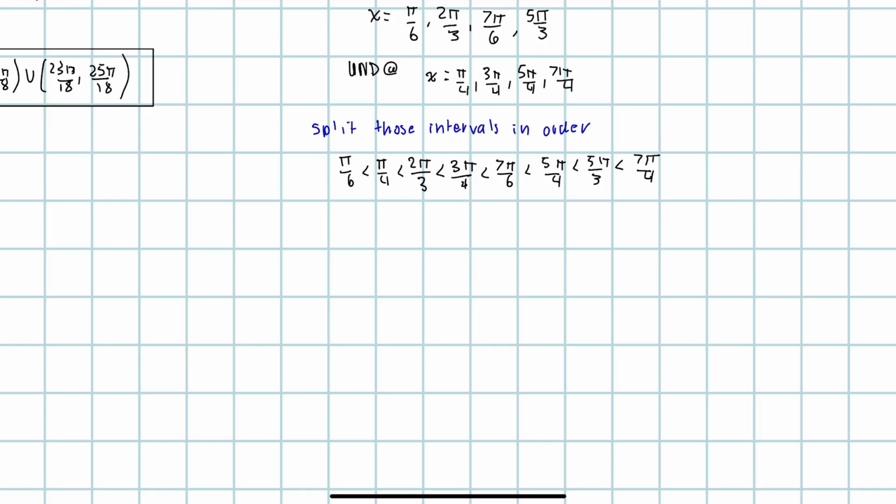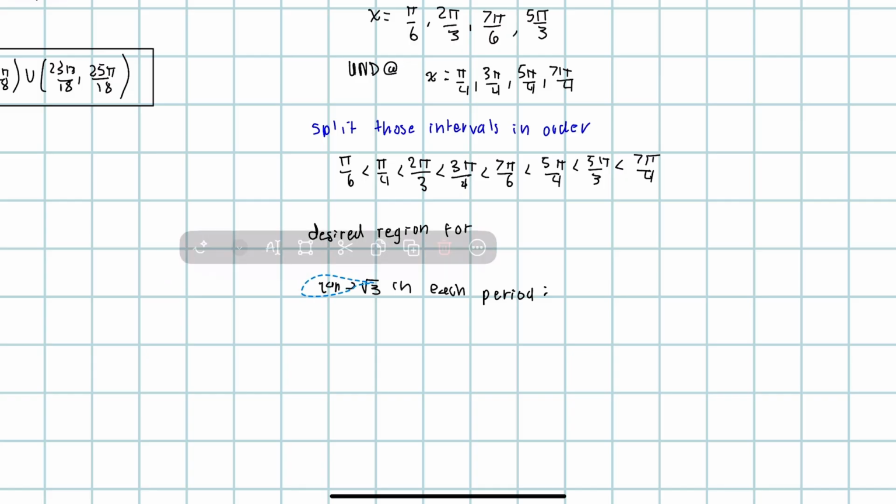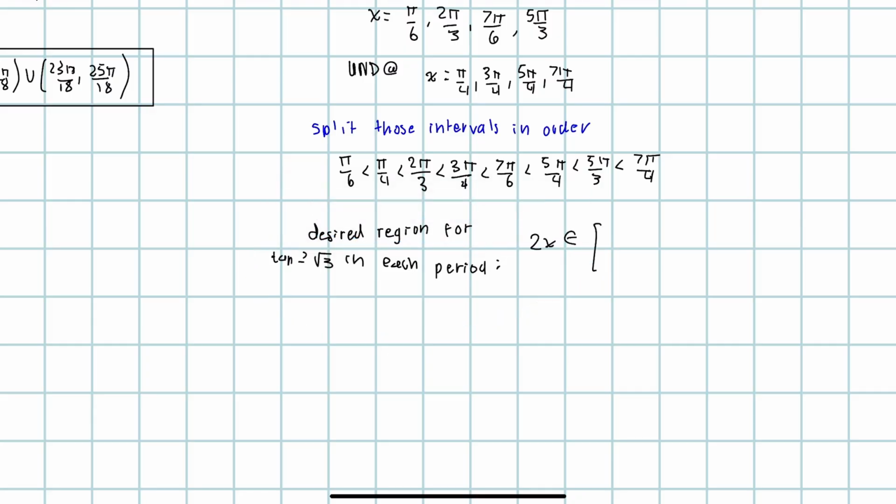So the good region, our desired region for tangent is greater than the root of 3 in each period, is going to be, again using the formula from above, pi over 3 plus pi k, and pi over 2 plus pi k.